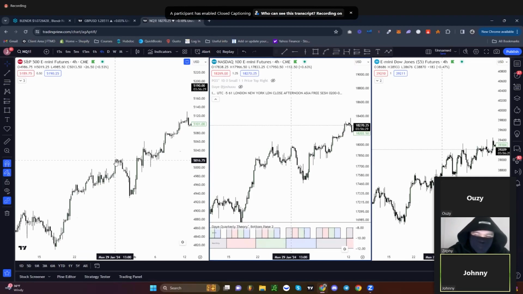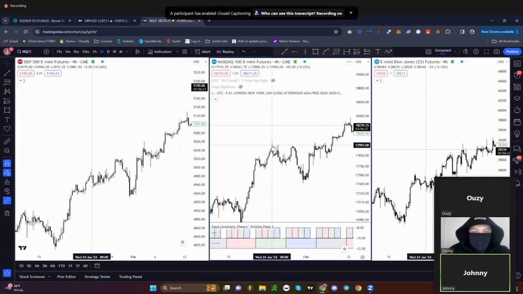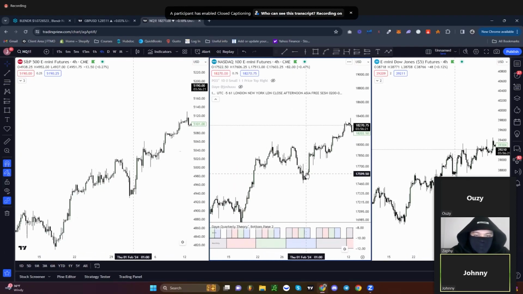ES makes a higher high. NQ makes a lower high between quarter 2 and quarter 3, or quarter 3 and quarter 4, I apologize. And then we go lower, right? So this gives you a potential trade idea as well of price action being bearish, or potentially going to be bearish, because you have an SMT between ES and NQ.